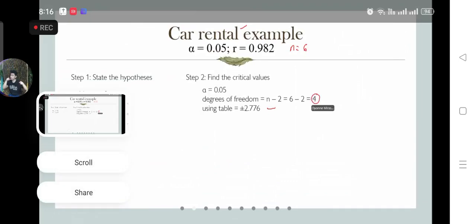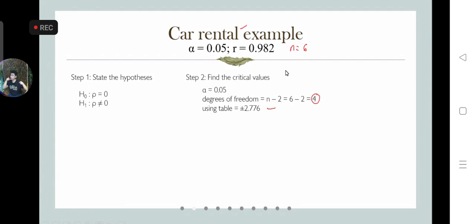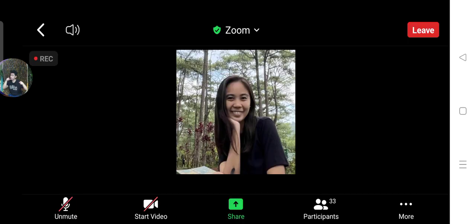So using the table, I will be providing the table for this one. I believe the table is also in the book. So let me just check the tables. Wait a second. Let me just get the table for a while.